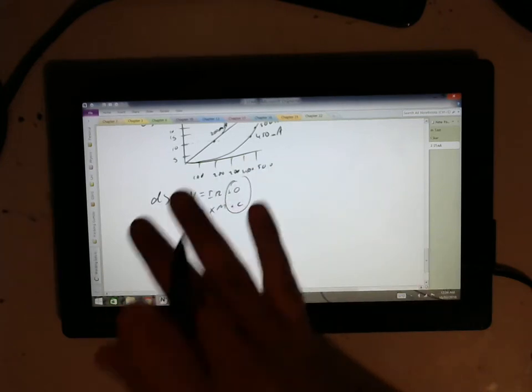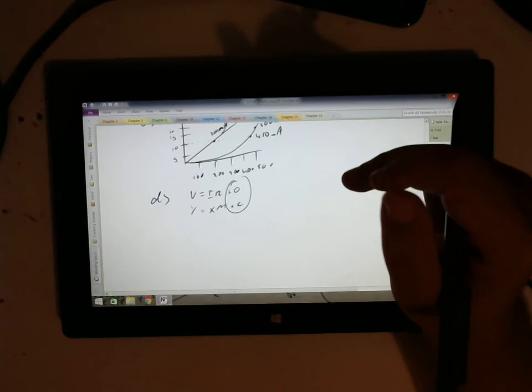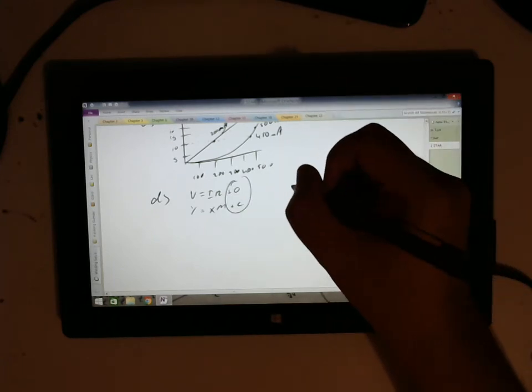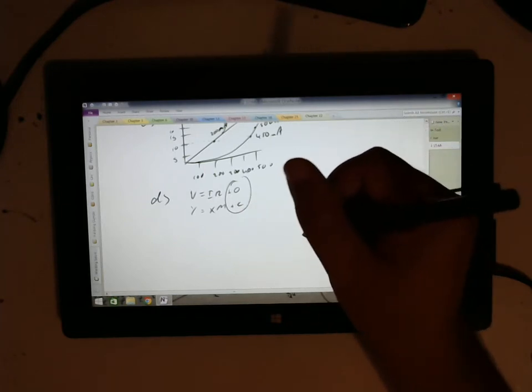And this is a fairly common data interpretation type skill. For year 11s, this is something you probably haven't seen yet. Year 12s, it should be reasonably familiar. In fact, I think we did an experiment on this. So all we need is the gradient of our line here.